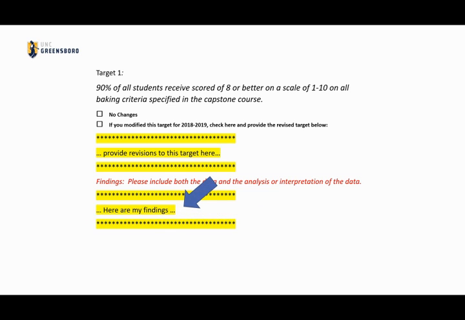Please note the user should include data and analysis or interpretation of the data that support the finding. As in the mission statement section, the user has the option to provide revisions to the student learning outcome, the measure, and the target by clicking the checkbox next to the words "if you modified this," and then entering the revision in the corresponding editable area. If no revisions are needed, simply check the box next to "no changes."